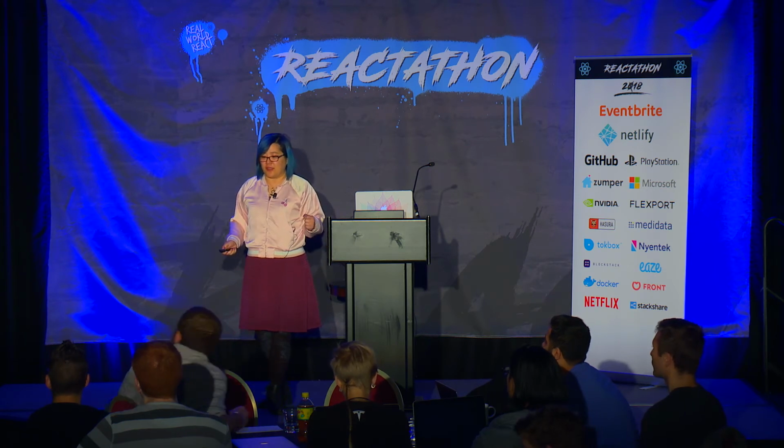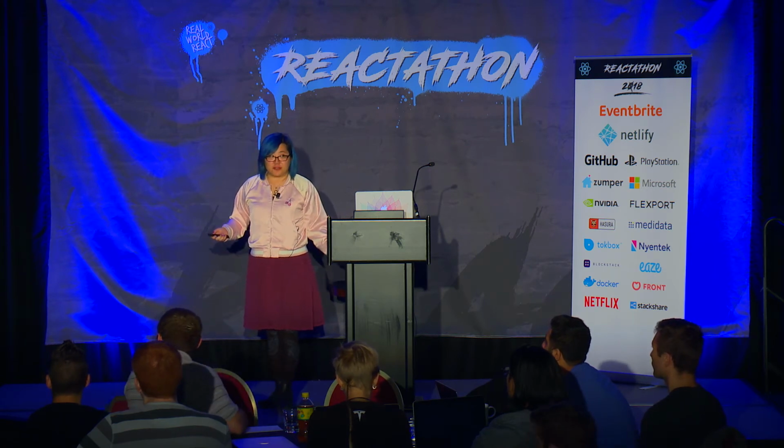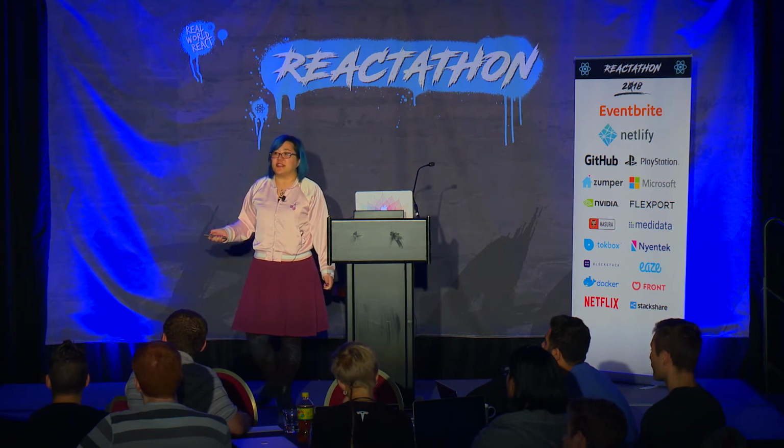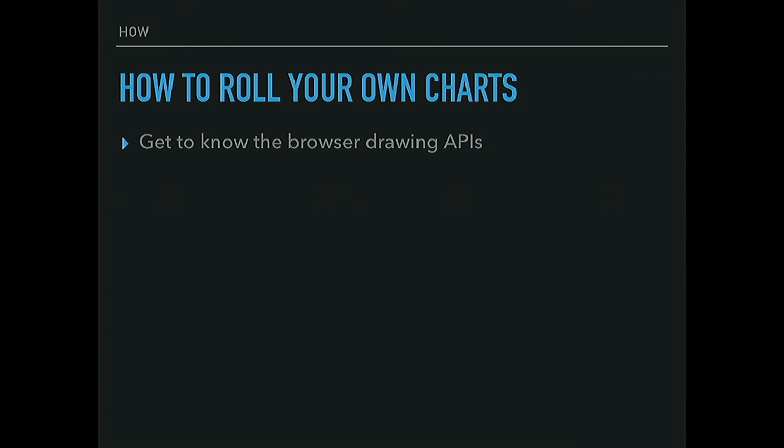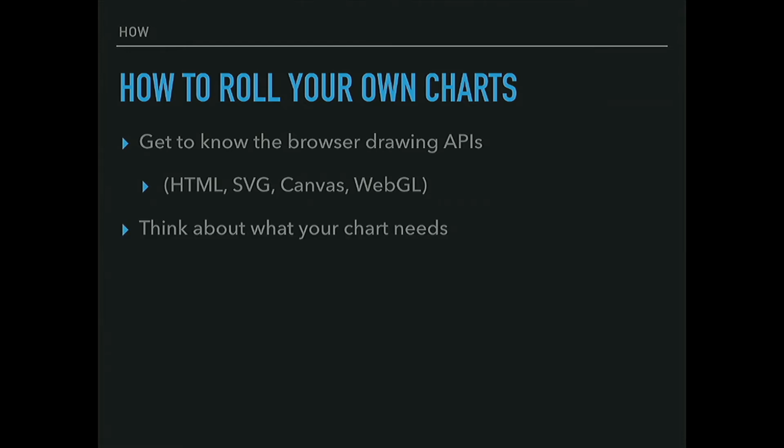So you decided that you want to roll your own chart. How do you do it? First step is to get to know the browser drawing APIs. These are HTML, SVG, Canvas, and WebGL. Get to know their strengths and weaknesses, and we'll talk all about that.